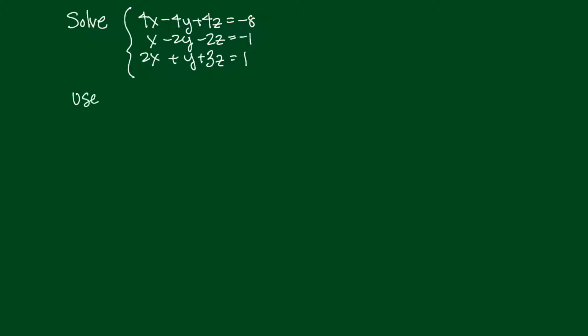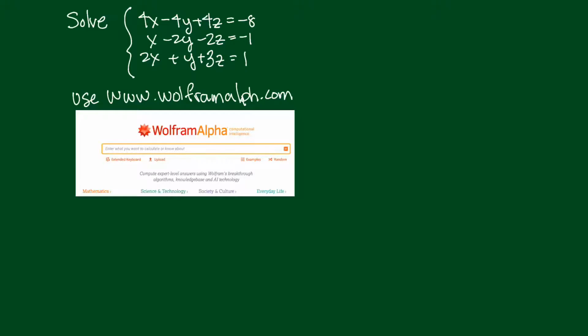So I'm going to use this site right here, wolframalpha.com. So I'm going to go to that site. When I get there, here's what comes up. I get this blank field. And in this blank field, that's where I'm going to type the command that tells Wolfram Alpha what to do.